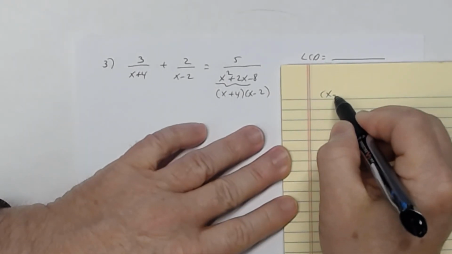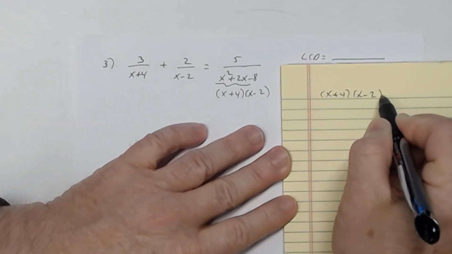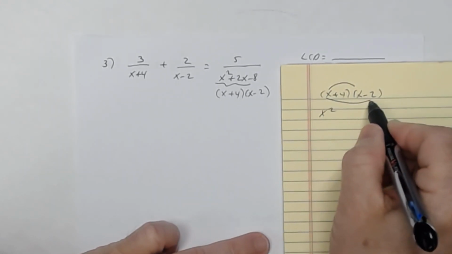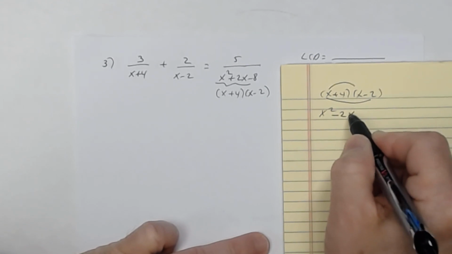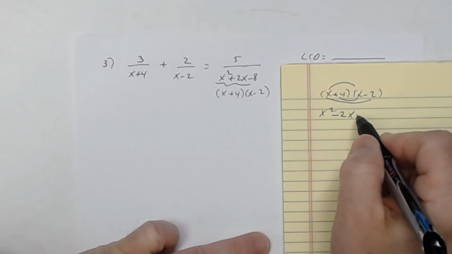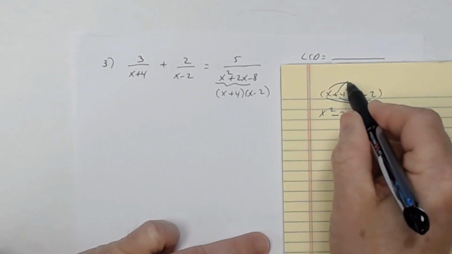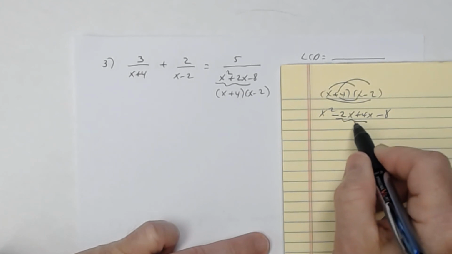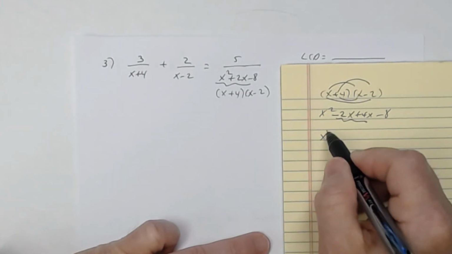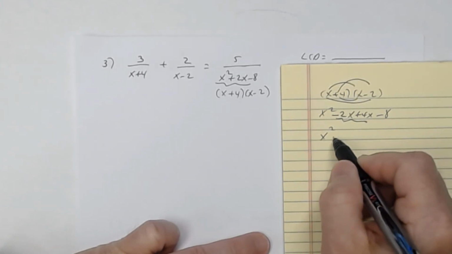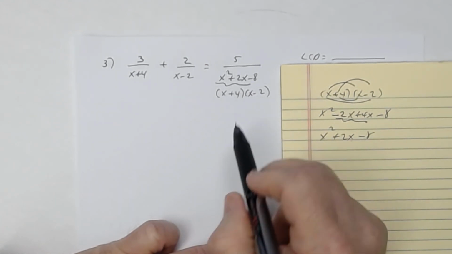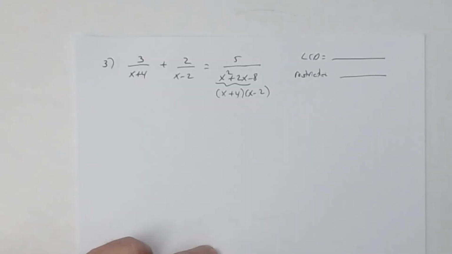So look, x plus 4 times x minus 2. So when you FOIL this, x times x is x squared. The outer, x times negative 2 is a negative 2x. The inner, 4 times x is 4x. And the last, 4 times negative 2 is negative 8. Combining like terms, the outer and inner are like terms here, you get x squared, and negative 2x and 4x is 2x, and minus 8. And notice this is this. All right. Now let's go ahead and find the LCD.